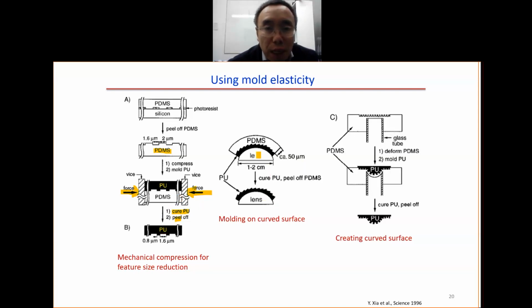You can do the same process on a curved surface because the PDMS is soft. In this case, you can even create the curved surface. You can see first you make a PDMS structure like this. Then you bend it, and it becomes curved. You copy onto the PDMS.